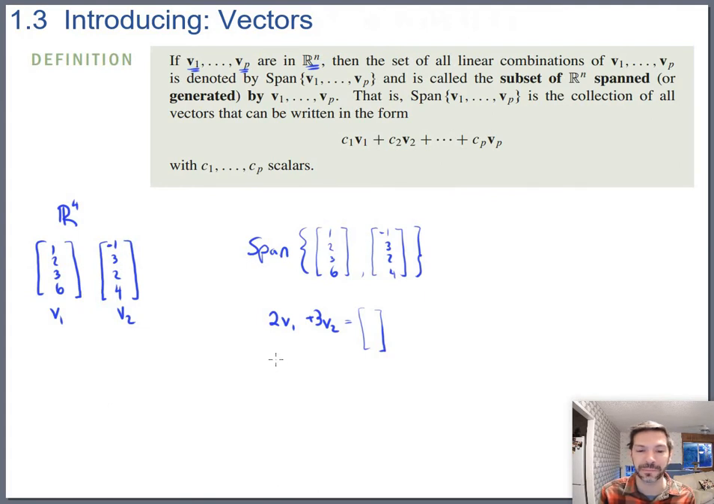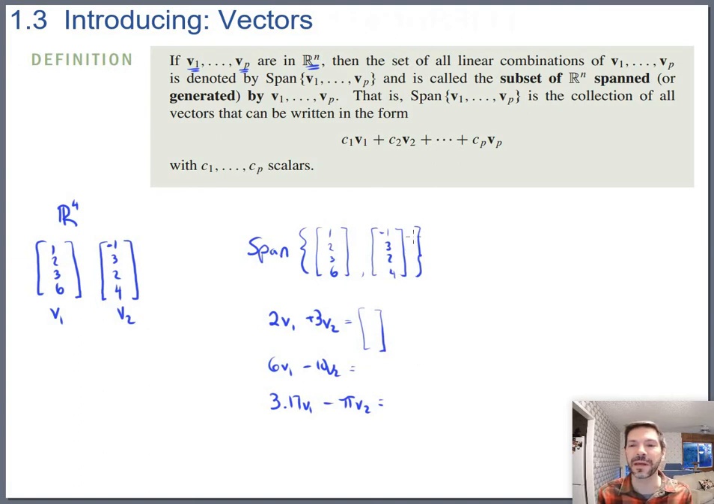So is 6V1 minus 10V2. That's also an element of the span. So is 3.17V1 minus pi times V2. Now, those are all elements of the span, so just any possible combination.